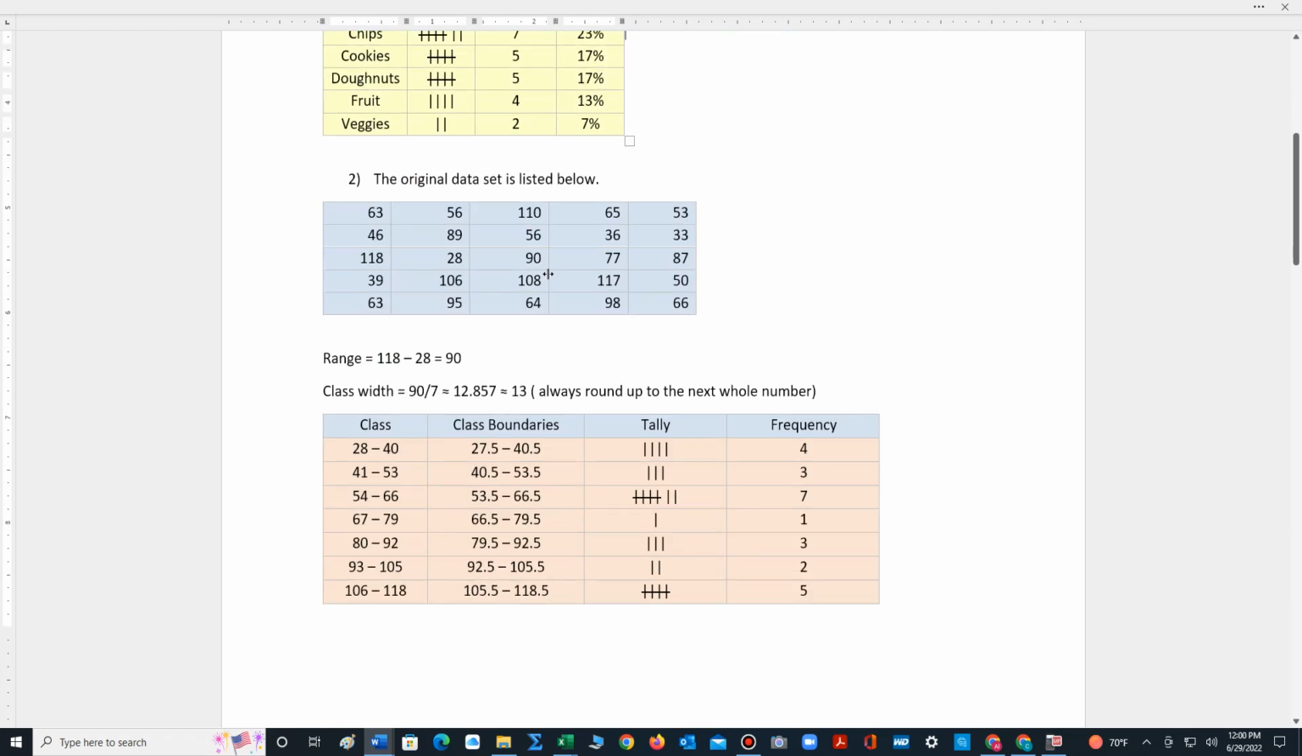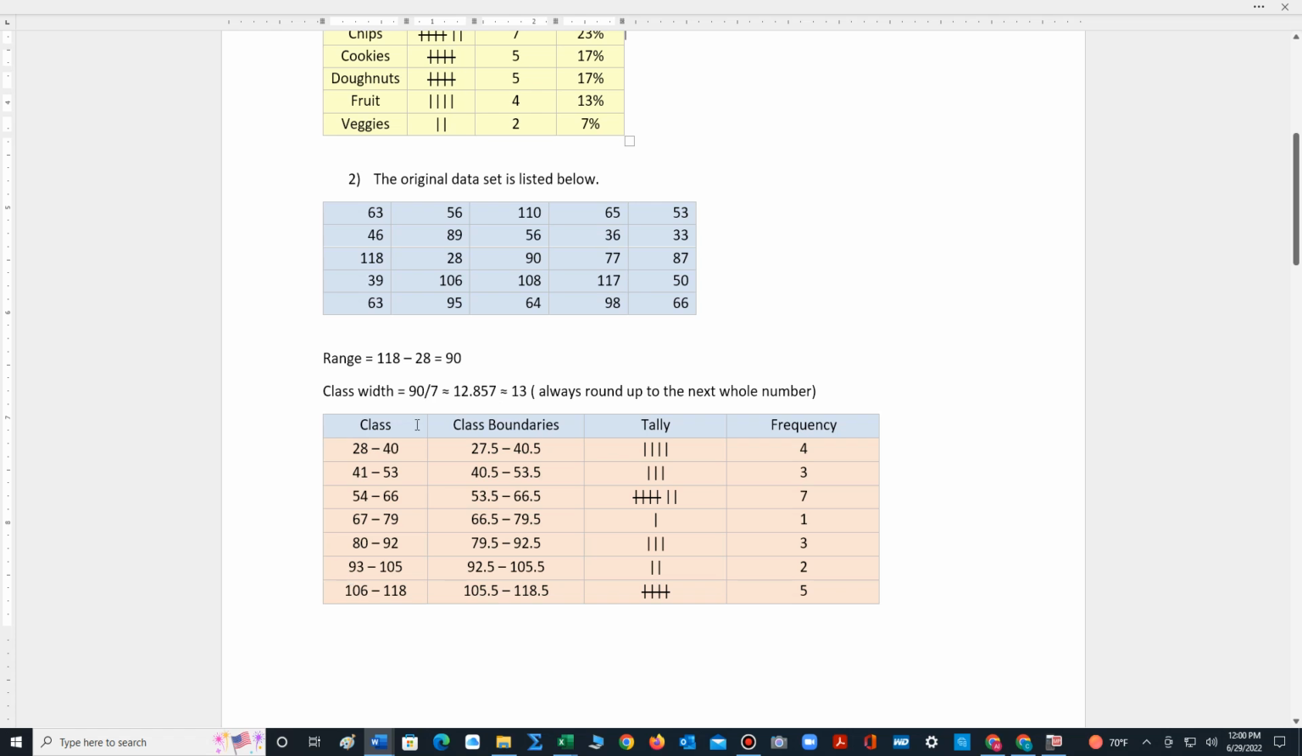Looking at number 2, we're presented with quantitative data, and we have to develop a grouped frequency distribution. The number of classes is 7. So first we calculate the range. We take the highest value, 118, minus the lowest value, 28, to get 90. Then we calculate the class width. It's 90 divided by the desired number of classes, 7. We get a decimal result, 12.857, which I rounded to 3 places. But remember, when computing the class width, we always round up to the next whole number, 13.